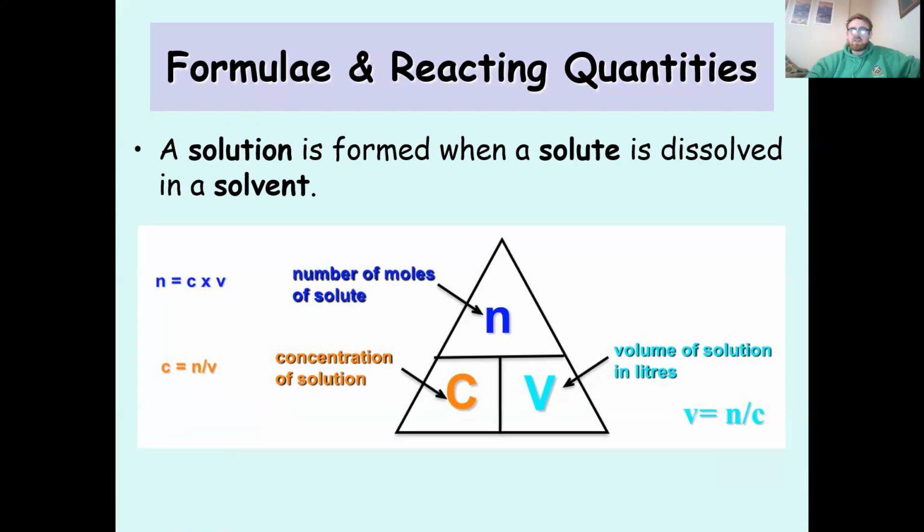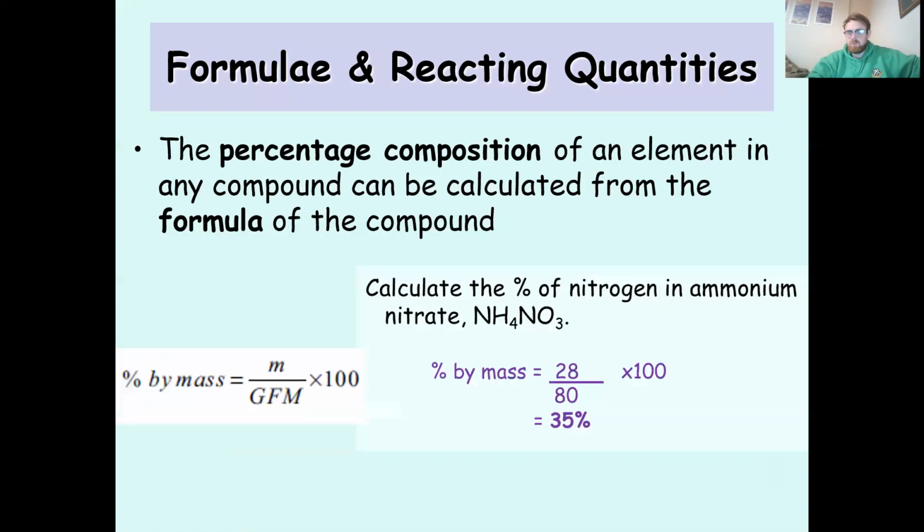Okay. A solution is formed when a solute is dissolved in a solvent. This is then done in the exact same way. If you have the number of moles of a solution and you have the concentration, you can work out the volume by covering up V and it gives you N over C. If you want to know the concentration, cover up C and it gives you N over V. Okay, etc., etc.